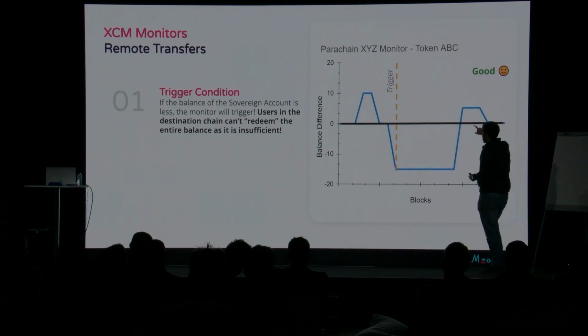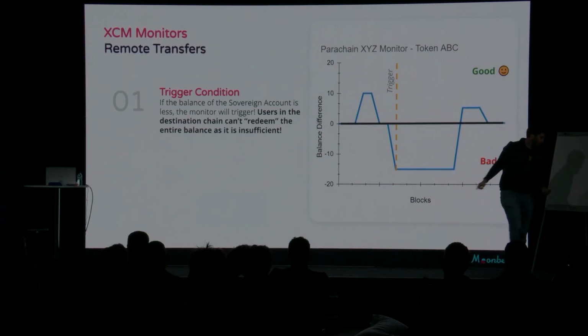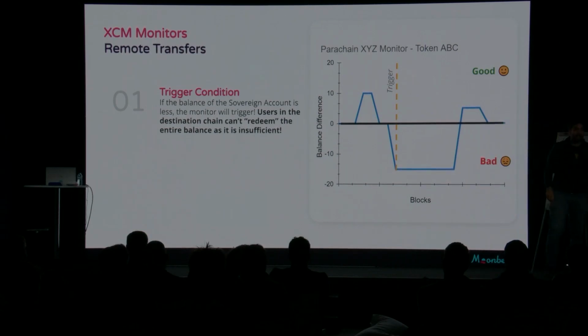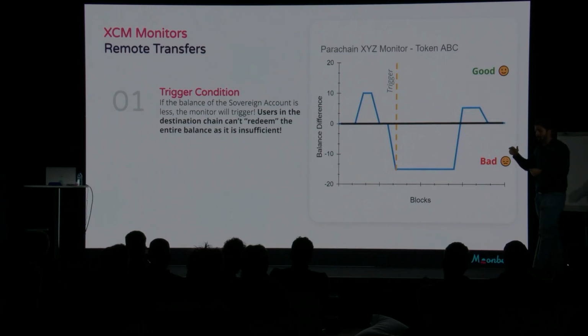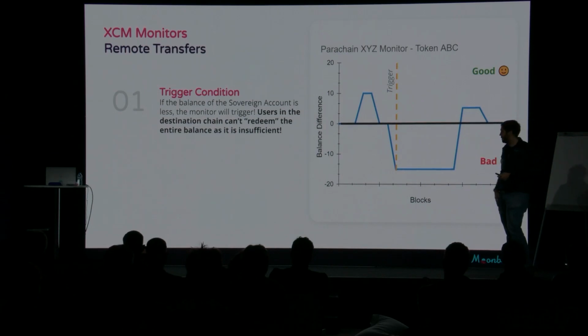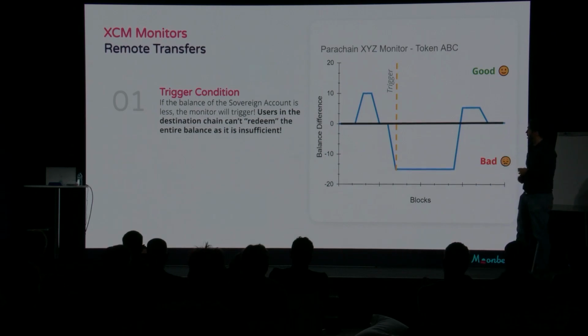If the balance difference is negative, this means that it's bad, and that's why there's a sad face there. Because it means that if for whatever reason all the token holders want to go back, they're not going to get the 1-to-1 ratio, right? Because there are not enough tokens in the sovereign account to fund those withdrawals.